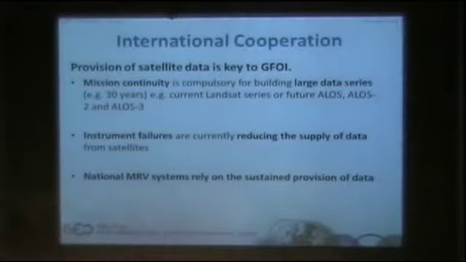Provision of satellite data is obviously key to extending this to the Global Forest Observation Initiative. We must have mission continuity in order to build the large, long time series that are necessary. Right now, Landsat is the longest continually acquired and consistently processed global satellite set of measurements, and it's only about 35 years long, and it's only continuous because some of those missions have lasted an unbelievably long time. At present, as I mentioned, like for AMSR-E, instrument failures are reducing the supply of data from the satellites. CBERS's failure in spring of 2010 is an example of that.